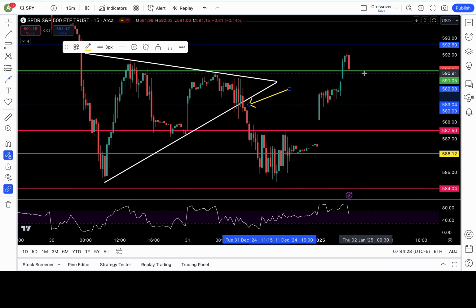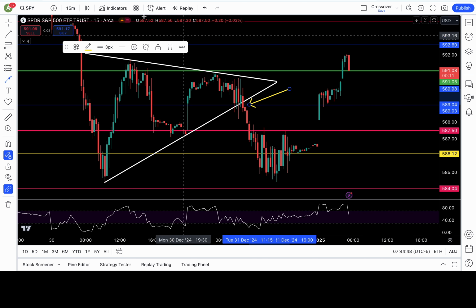Now, it's above 591. It's trying to retest it as support. But the bear case scenario is if we break down 591 and 589, the same way I'm showing you here on the 15-minute to 30-minute chart. So you use a higher time frame. The higher the time frame, the better. But we break down those levels and pull back, we can possibly go back, hit 587.5, 586, and the bottom of the chart range around 584.